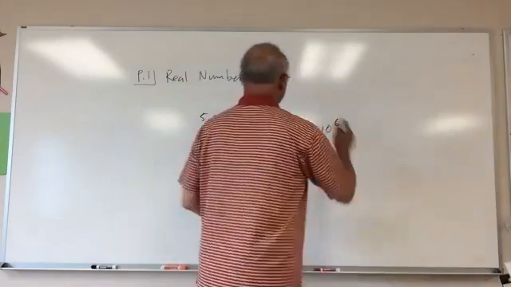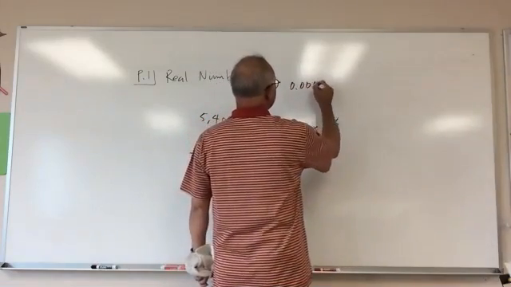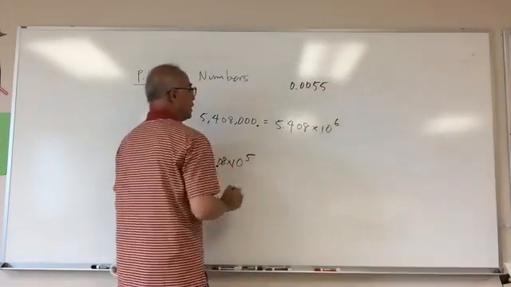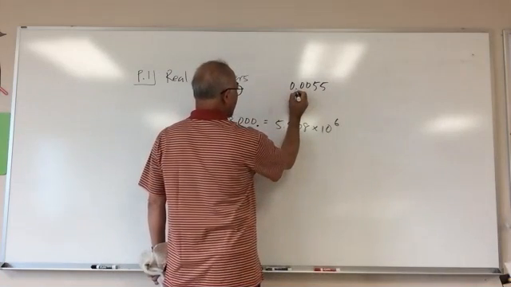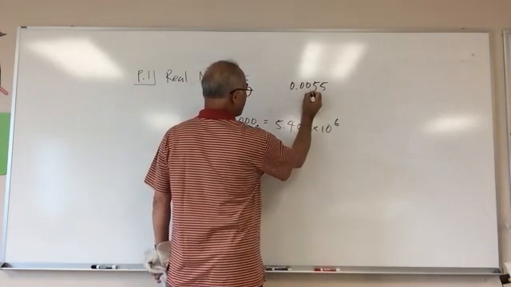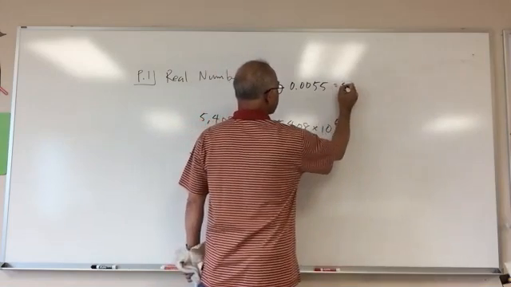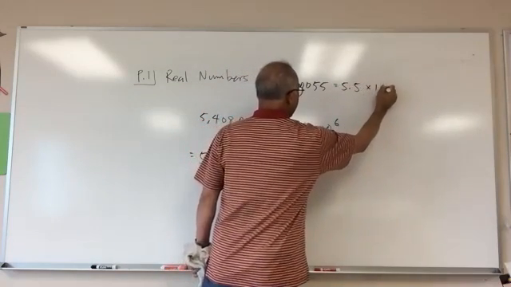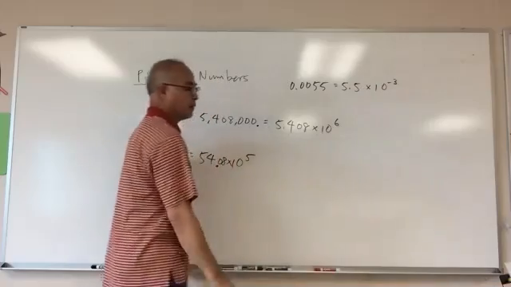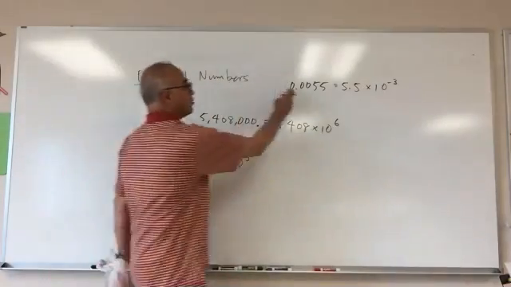And it works the other way too, right? 0.0055. I would go from here and count the other way: 1, 2, 3. So it's times 10 to the negative third, because I'm going the other direction now, right?